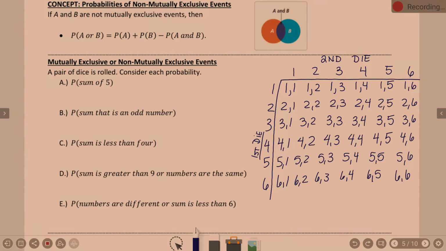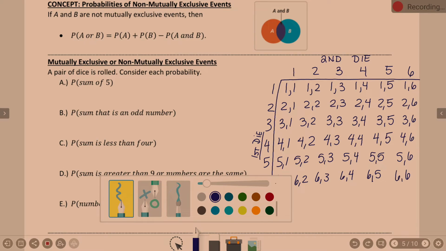Here with these dice. Yesterday, right at the end of class, I said, okay, let's get our chart set up. This is our sample space, the official vocabulary for all the possible outcomes when you roll a pair of dice. So the first question is the probability of a sum of 5.